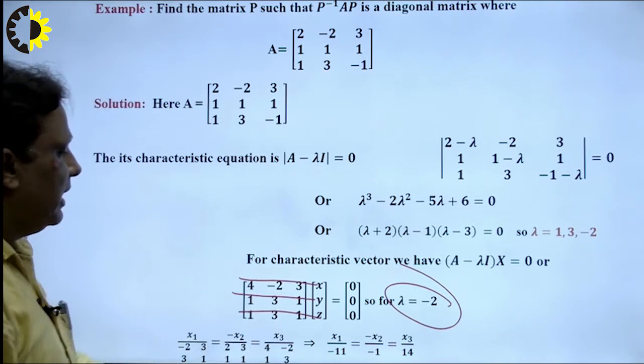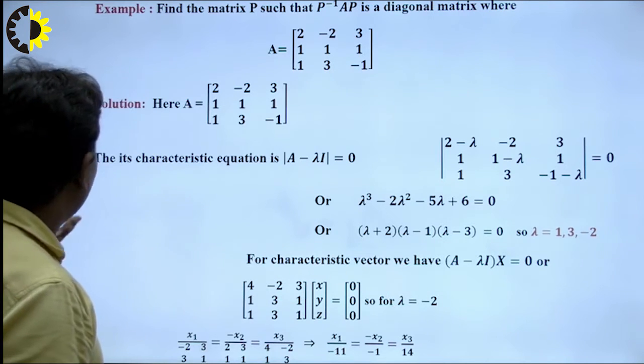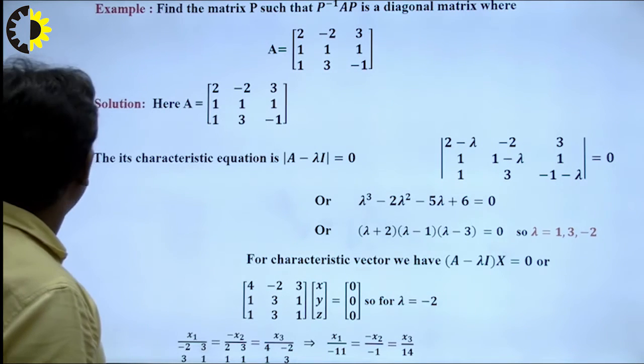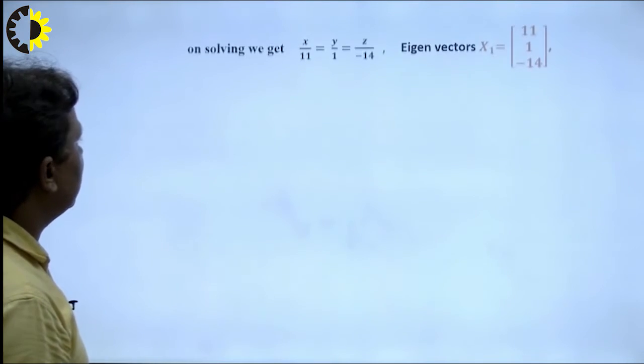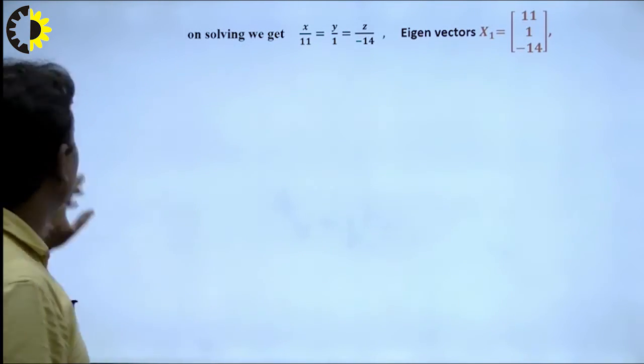And how to solve, right? Minus 11, 1 and 14 here. So in this way we got the first eigenvector corresponding to lambda is equal to minus 2 here, right? So I write here 11, 1 and minus 40. This is the first eigenvector, right?